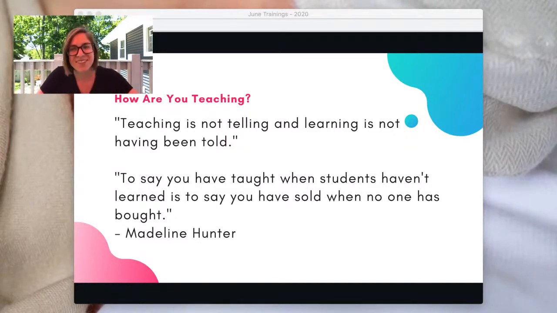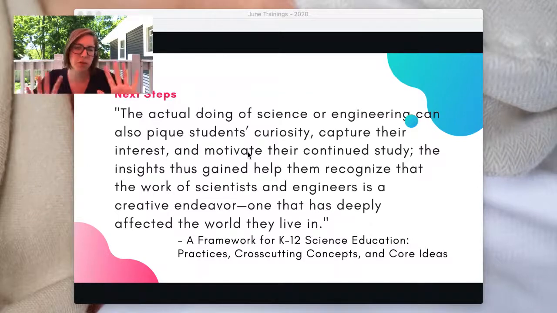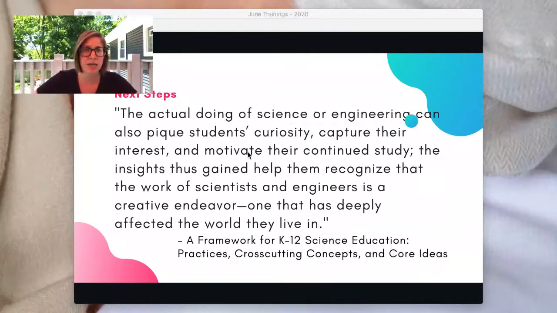So what we want to move toward instead is actually engaging our students in the practices of science and having them do that exploration and that discovery. And this is the one thing that you need to do before you start. So this will be a short little lesson today. This is the one thing that you want to do before you start planning your next lesson.